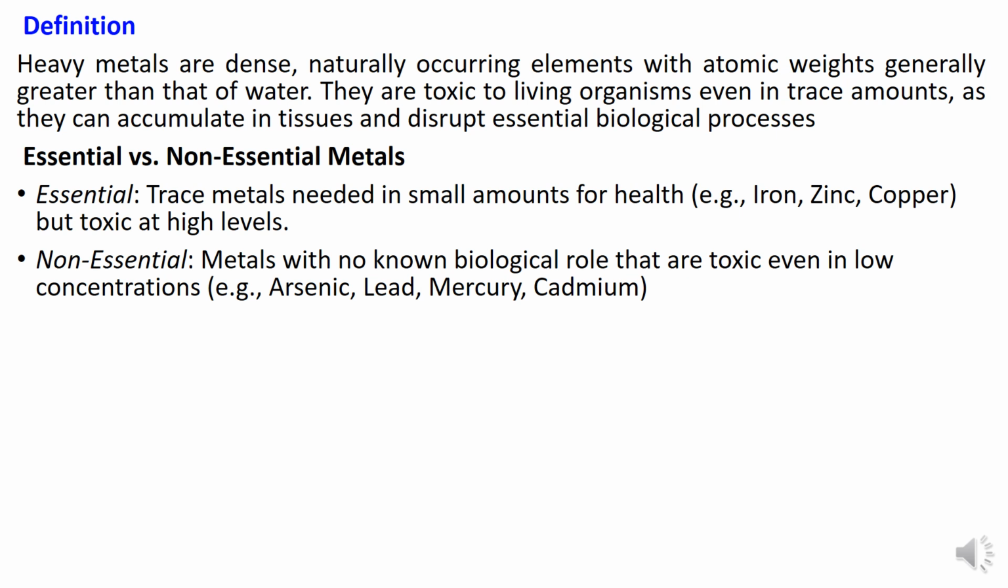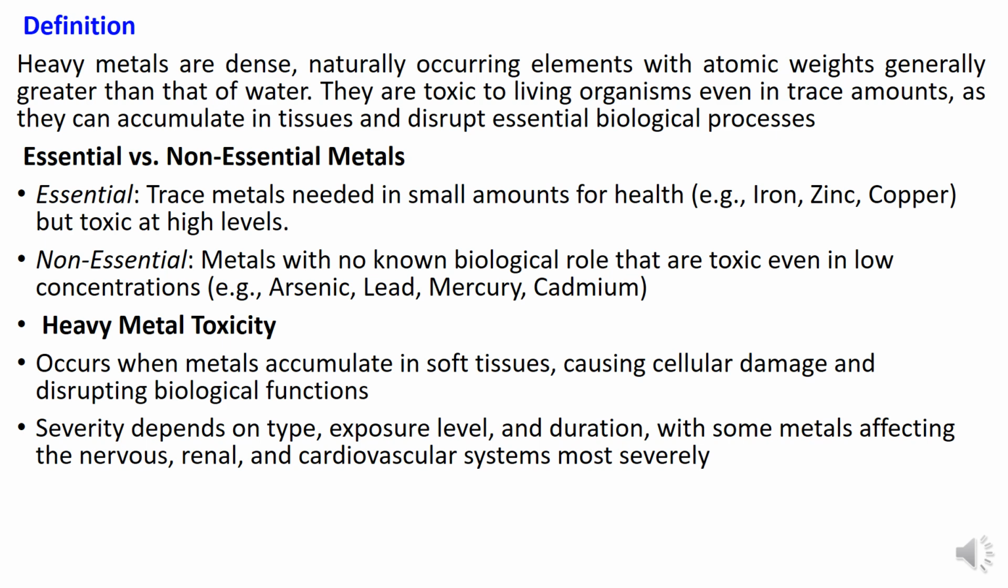Essential versus non-essential metals. As you can understand, we need some metals in trace amounts. Examples: iron, zinc, copper. But in high doses only, they are going to get toxic. However, there are certain other metals where even small amounts could be very toxic, such as arsenic, lead, mercury, cadmium.